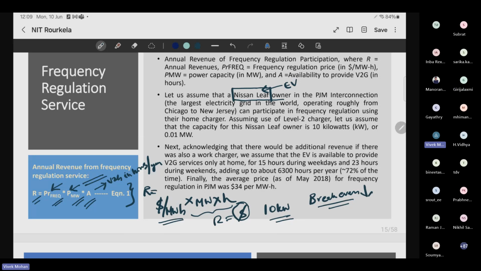Okay. Now, say the EV is available to provide V2G service at home for 15 hours during weekdays and 23 hours during weekends. So, what could be the total number of hours in a year? 6,300 hours in a year. He is ready to make his vehicle available for this particular frequency regulation service.